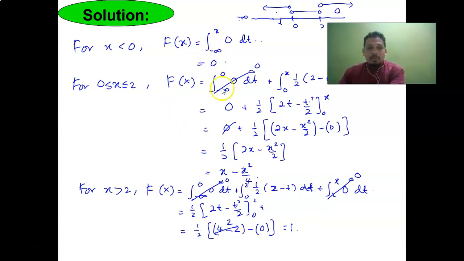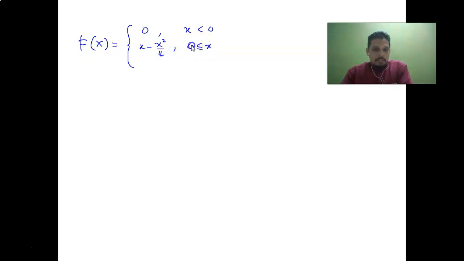Therefore, with all this solution, we come up with a conclusion of the cumulative distribution function equal to 0 for x less than 0, and then x minus x squared divided by 4 for x lying in between 0 until 2, and then 1 for x greater than 2. Okay. Question B.